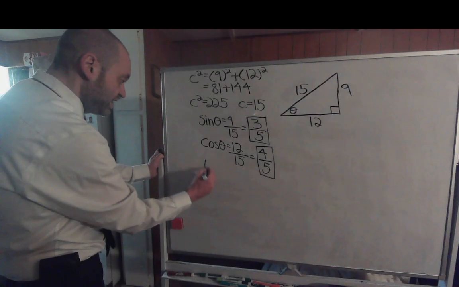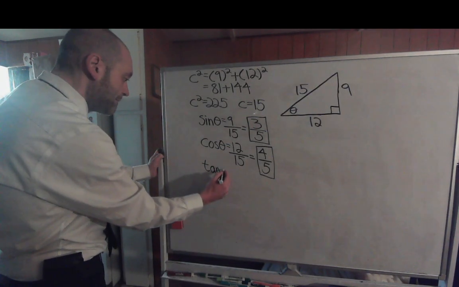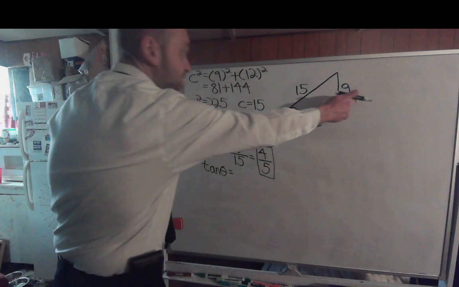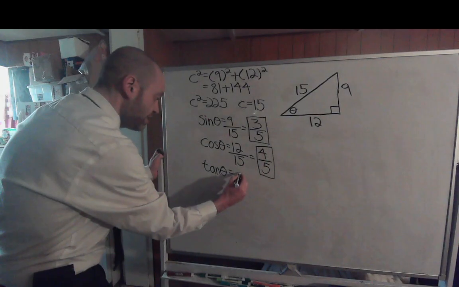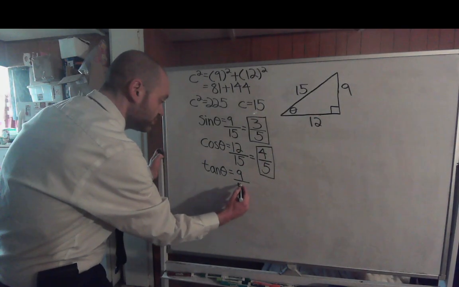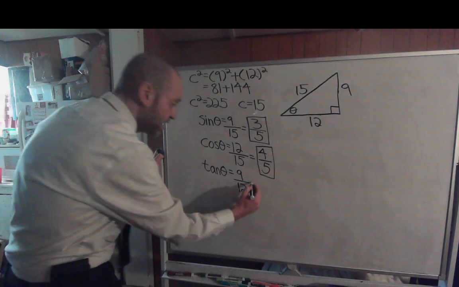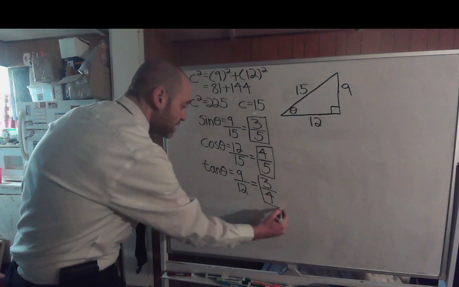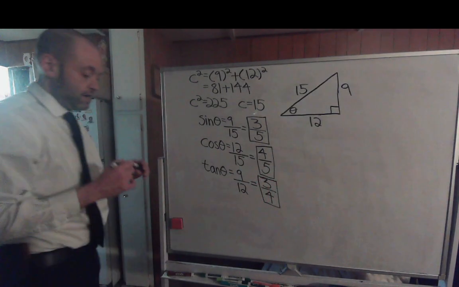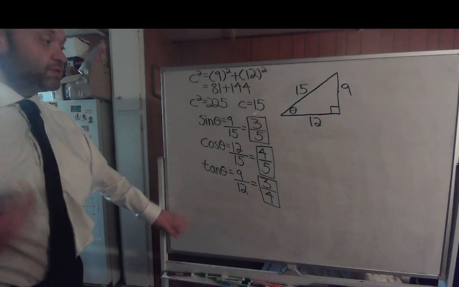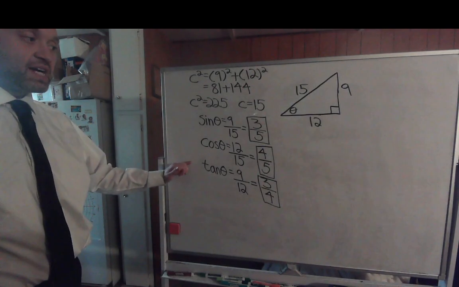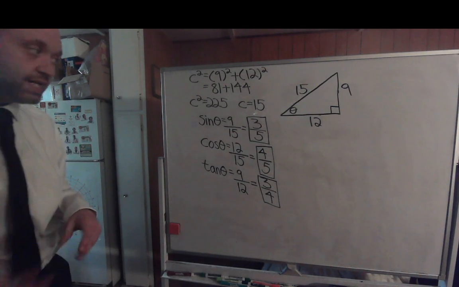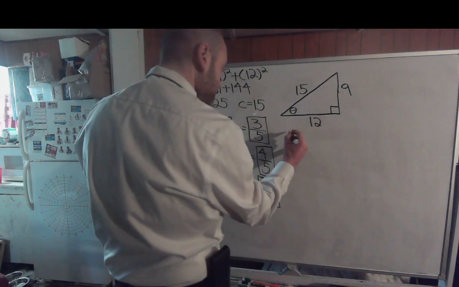Now let's find the tangent of theta. The tangent of theta is the opposite over the adjacent, so that would be 9 over 12. So what's 9 over 12 simplified? Well, that's 3 over 4. All right, now, if you know the values of your sine, cosine, and tangent, there's another way to approach the secant, cosecant, and cotangent. Let's find cosecant of theta.